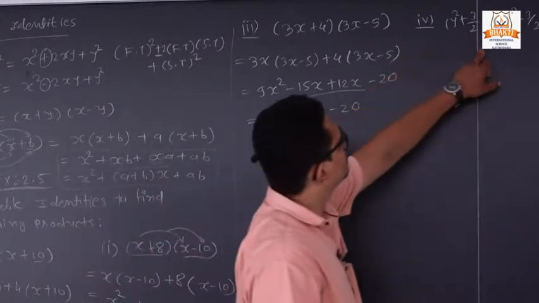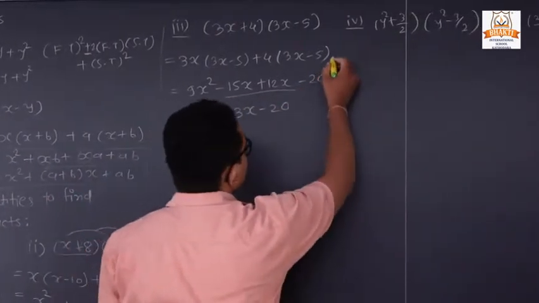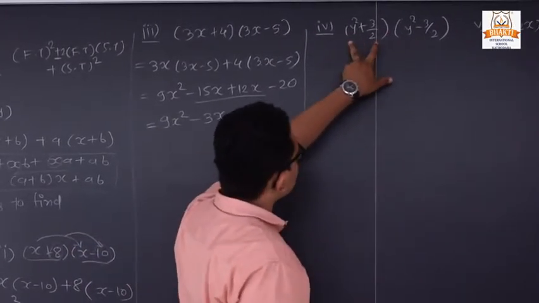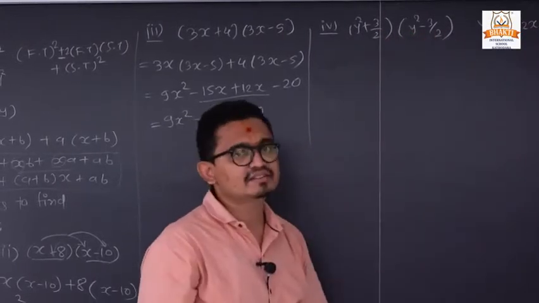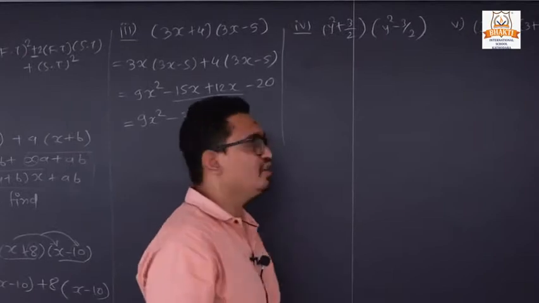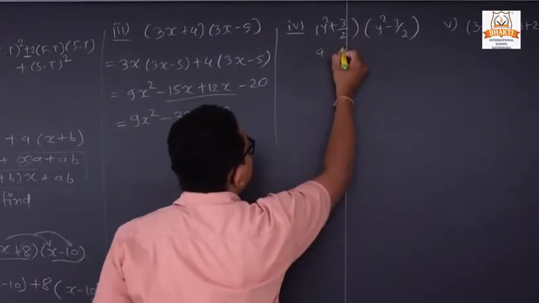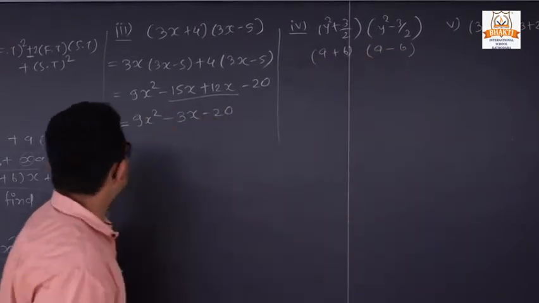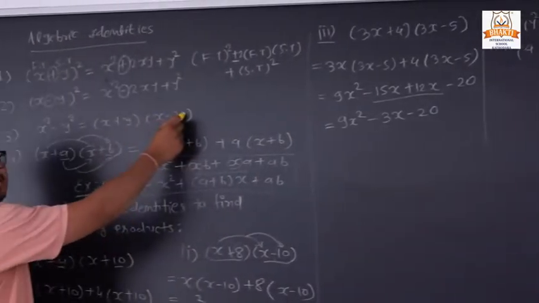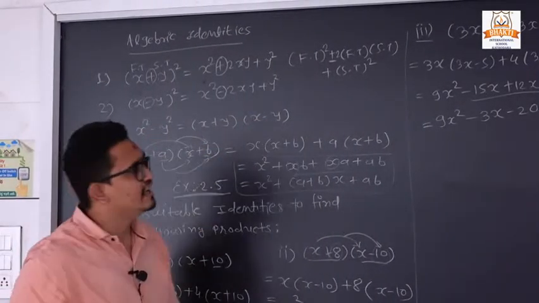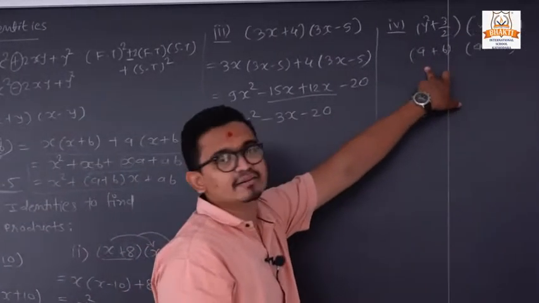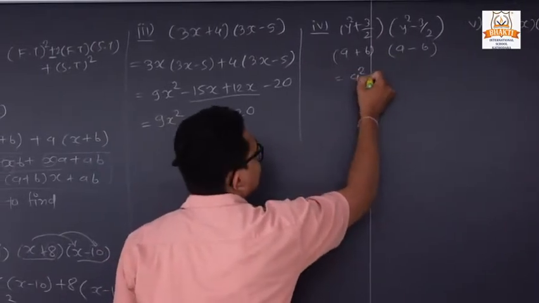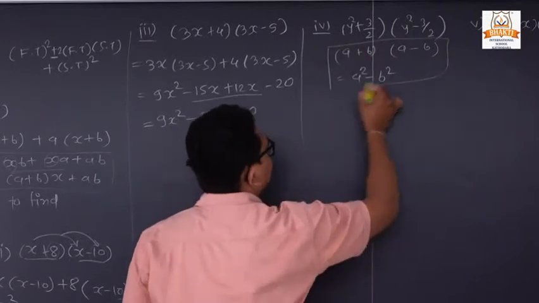Now question number 4. See what happened in question 4. Once again see that y square, the first term is the same, and the second term is also the same. So it means we can use a and b here, a minus b, a plus b. So which identity? (x plus y)(x minus y) gives x square minus y square. So here we are applying identity number 3. We can write (a plus b)(a minus b), and the answer is a square minus b square. So it is our identity number 3.